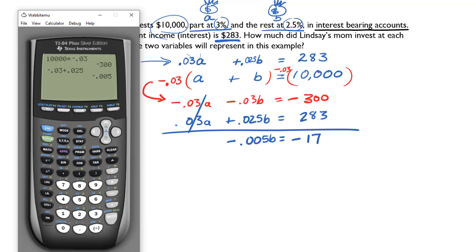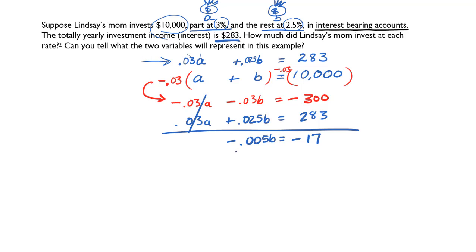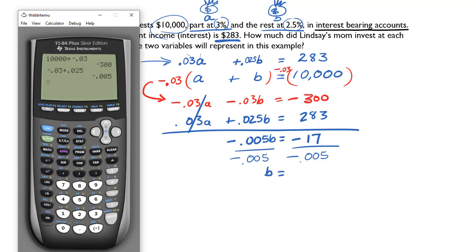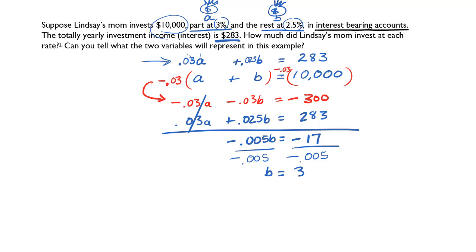And now we can take negative 17 and divide it by negative 0.005 on both sides. And that will give me b is equal to, and that'll be a positive number, which is what we want. Negative 17 divided by, and I'm just going to arrow up here and say enter, and then enter again. So the amount that was invested in the second account was $3,400.